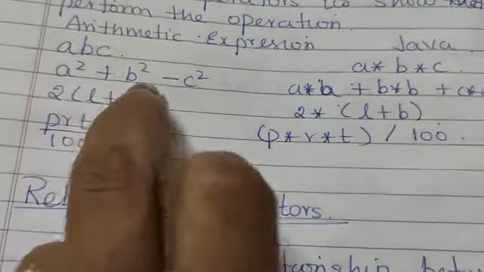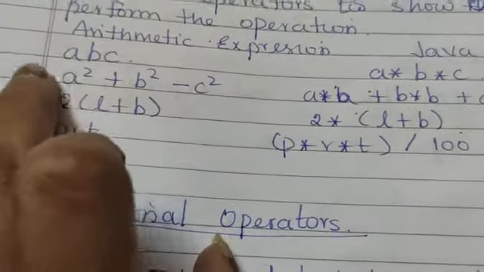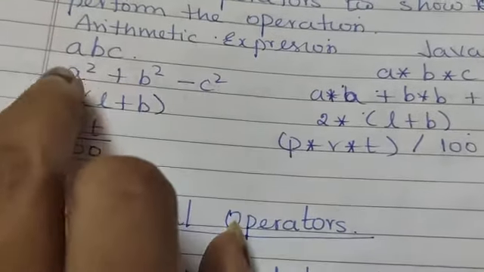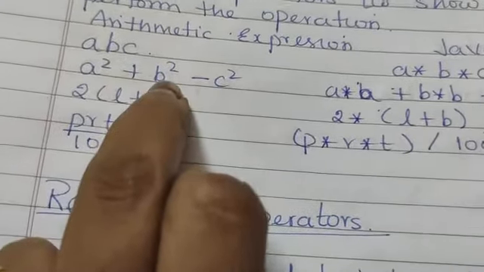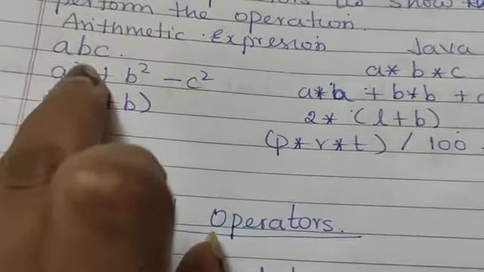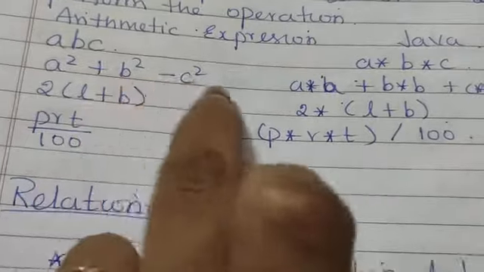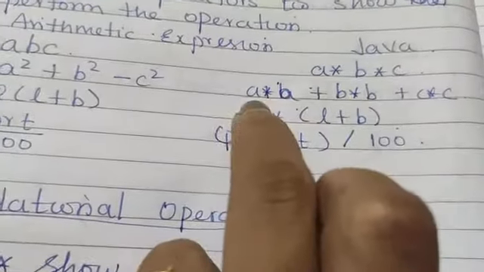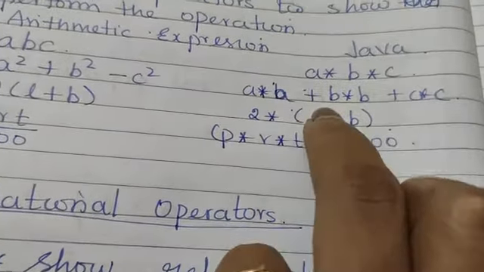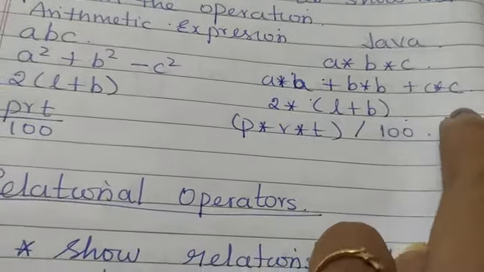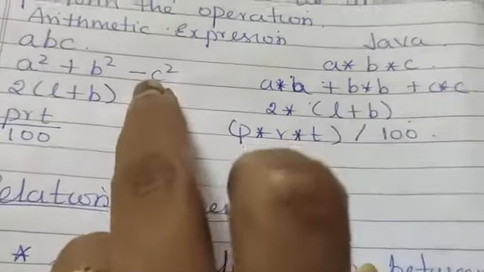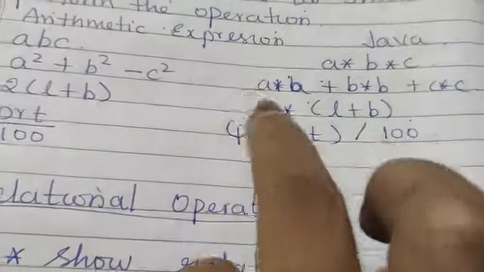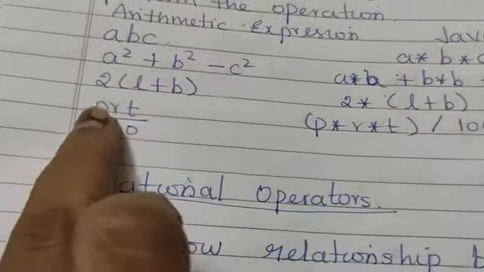Then A square plus B square minus C square. What does square mean? A into A. That is called the square. 2 square means 2 into 2. 8 square means 8 into 8. So square means A into A, B into B, C into C. So in computer language we have to write it as A into A plus B into B, sorry, a minus should come, here minus is only there. So minus C into C. Like this only we have to write it in the program.